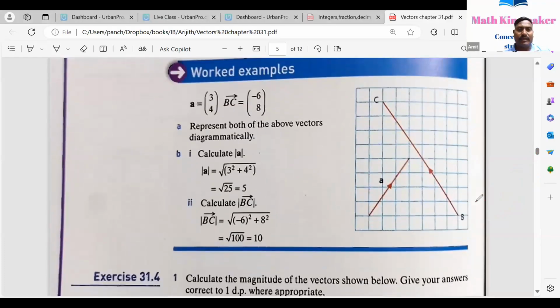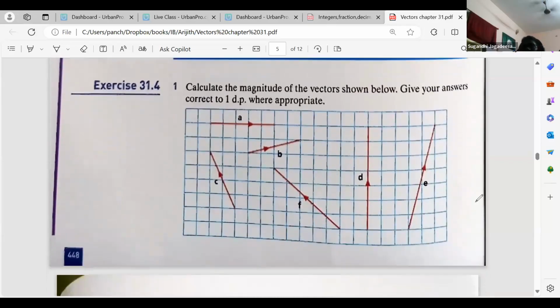Now this is a simple technique. A 3, 4 vector is given. So what is its magnitude? Its magnitude is the square root of 3 square plus 4 square, that is 5. Okay, now calculate the magnitude of the vector.